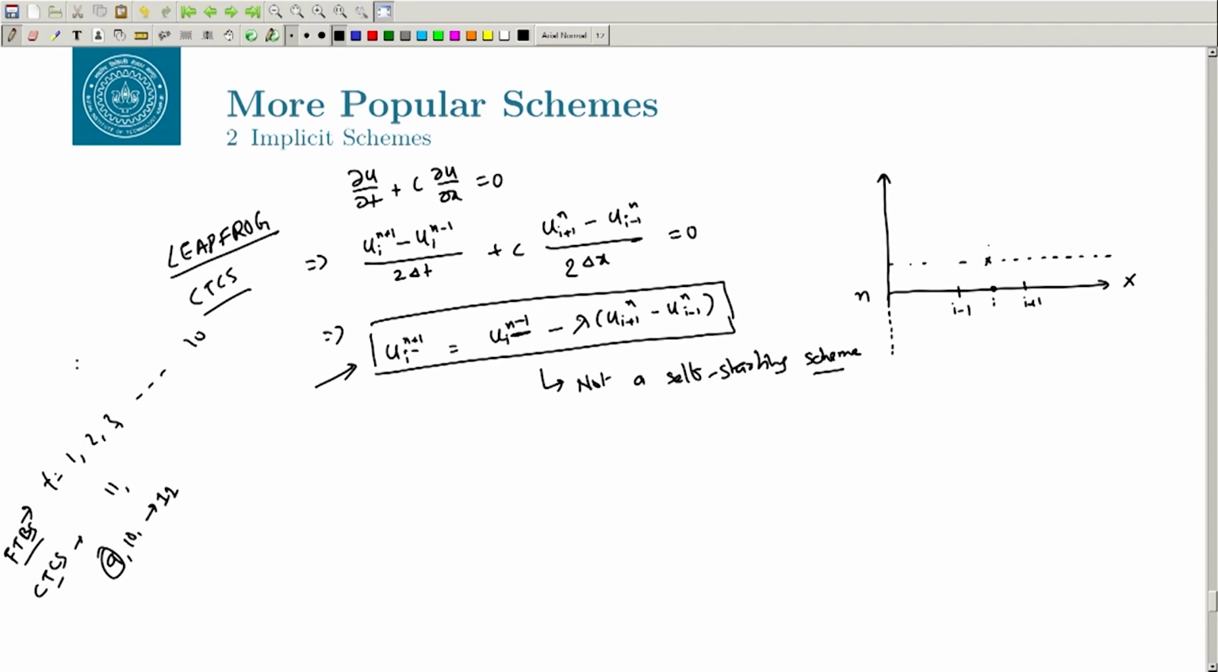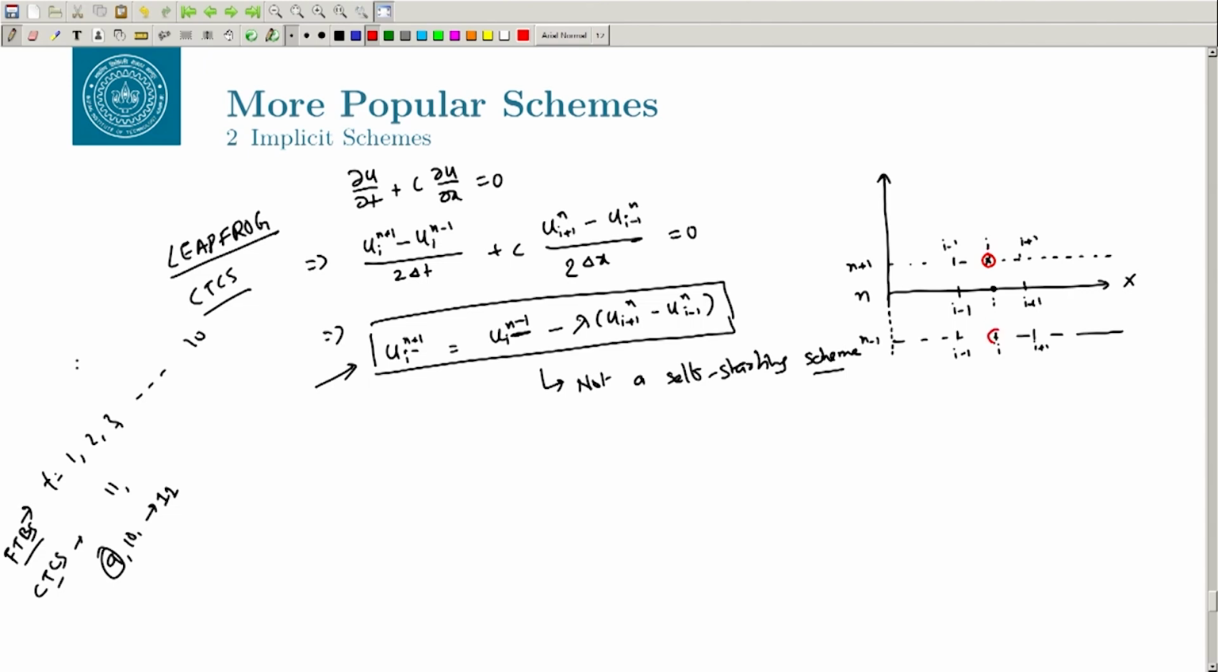So, this is my i at n plus 1, i plus 1 and i minus 1, and this is the value at n minus 1. This is i plus 1 and i minus 1. So, what is the value that you want to get? You want to get this value, I will use the red color here, u i n plus 1, and what is the value that you need?